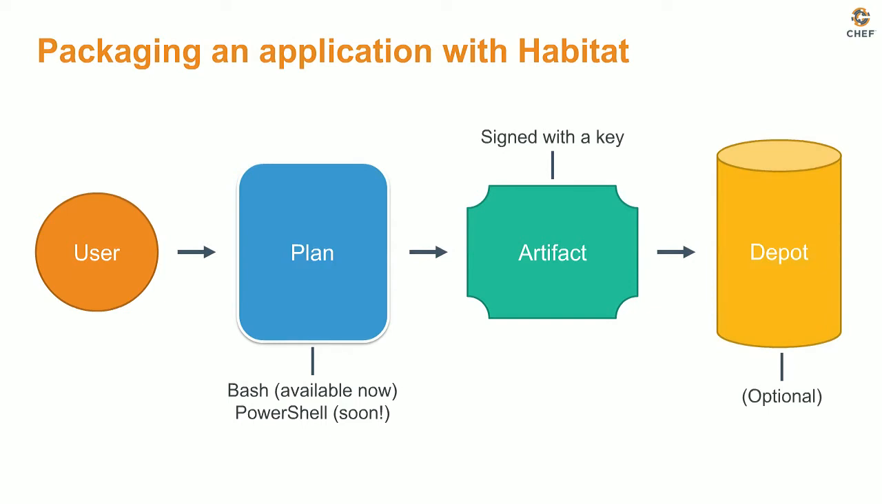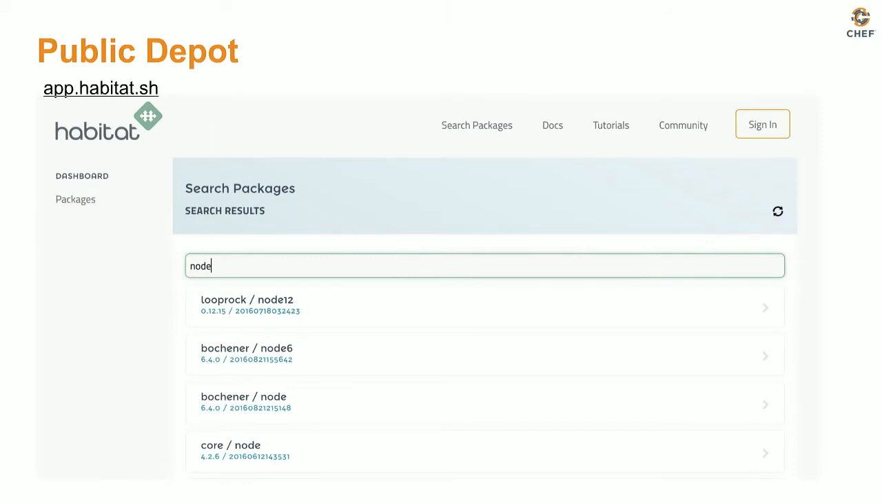This is where you can find Habitat packages by developers all over the world. And if you'd like to check out this depot, head on over to app.habitat.sh or habitat.sh and click on the depot link, and you'll be brought to the public depot where you can search for packages for any kind of technology you're looking for.